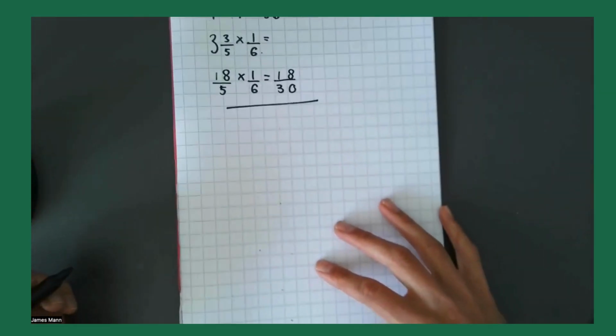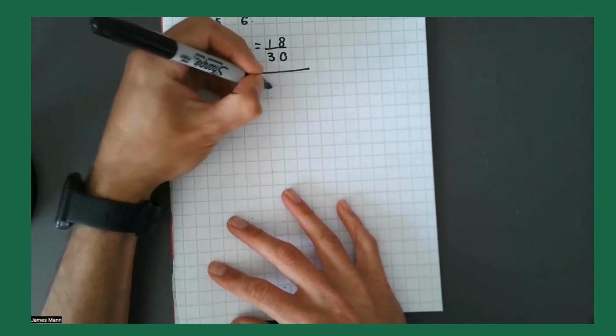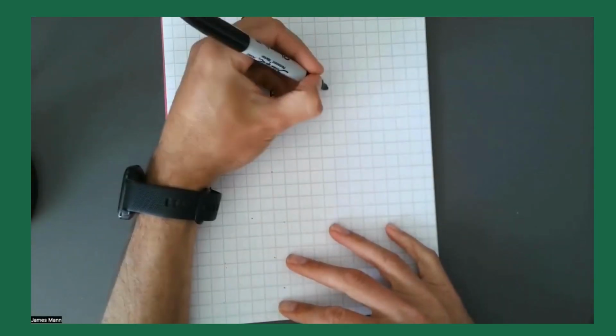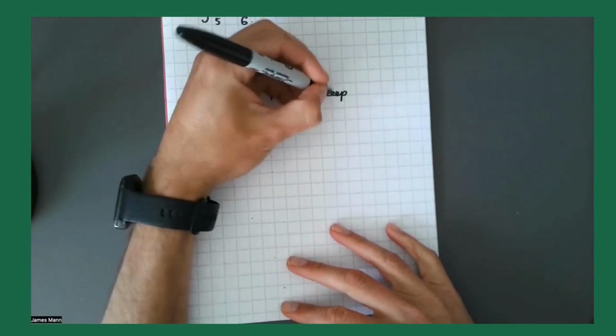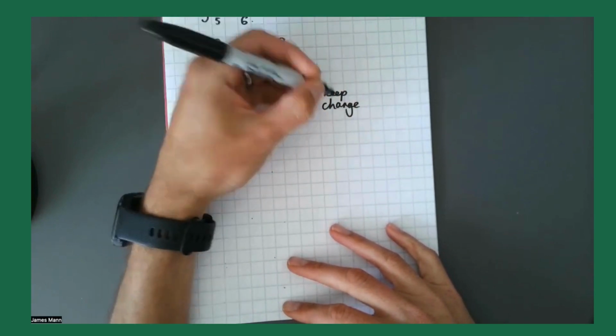Right. Dividing fractions. We've got our little acronym KCF. Some children like to remember it as KFC, but hopefully they'll remember to swap those C and the F round. K stands for keep, C stands for change, and the F stands for flip.